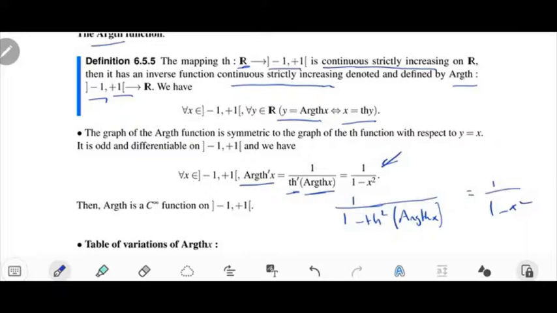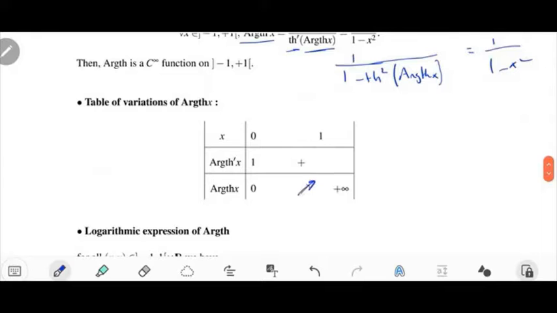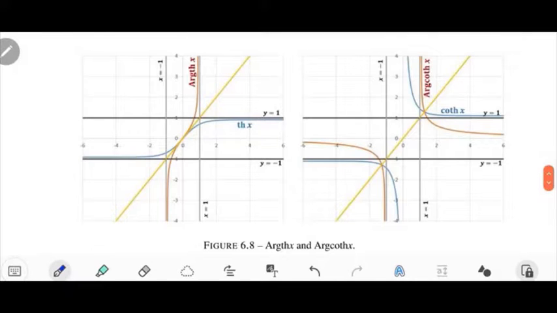And it's a C infinity function, of course, on (-1, 1), and it's an increasing function, and since the derivative of th at 0 is equal to 1, then the derivative of arcth at 0 is equal to 1 as well. We can draw this function as the symmetric of th with respect to y equal x, which will give the following. So this is th in here, then arcth will be like this, and it will have the two asymptotes, x equal minus 1 and x equal 1.